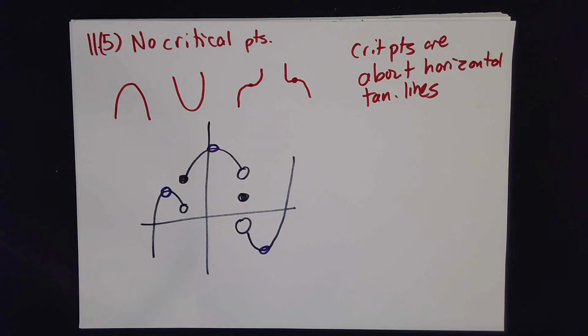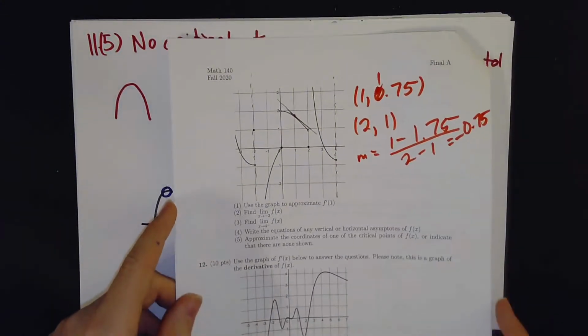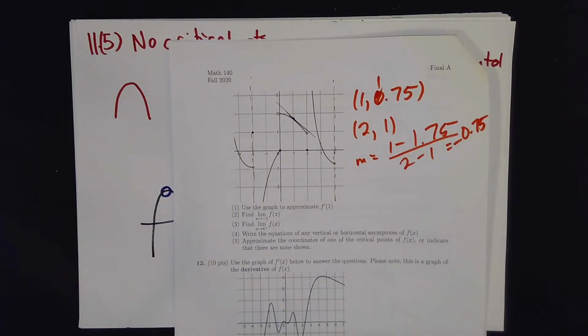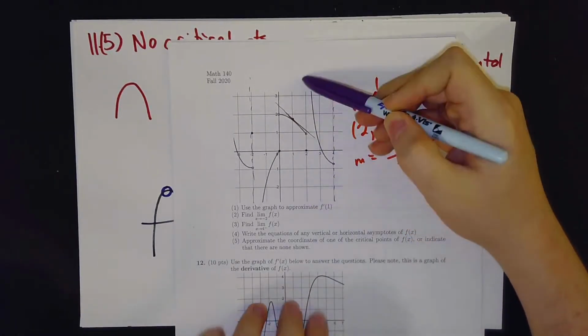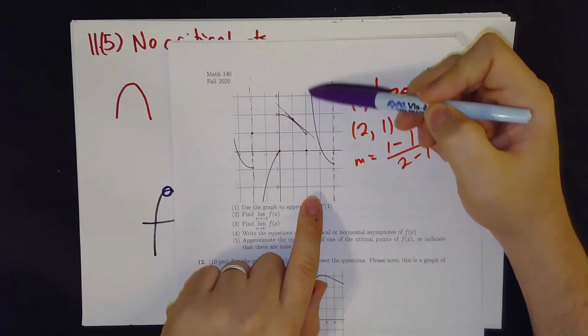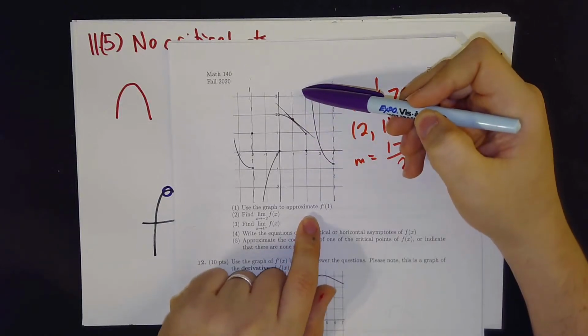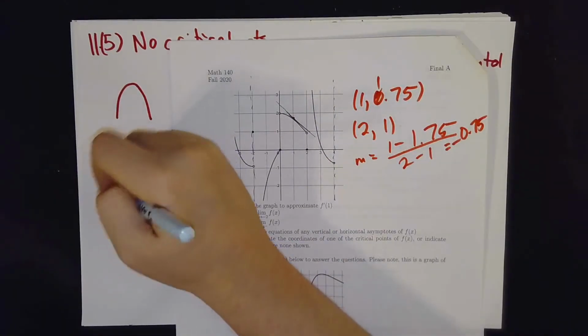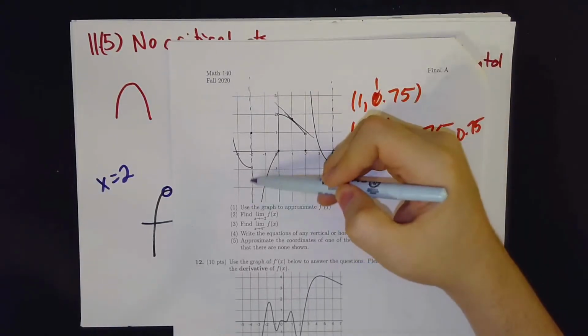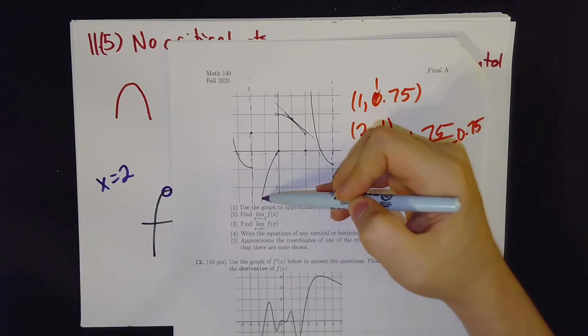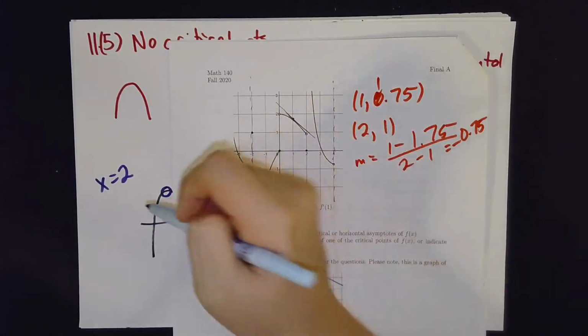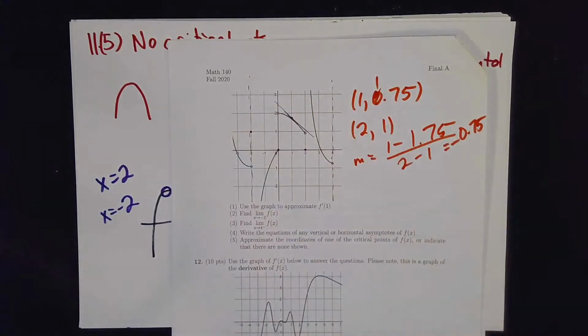11.4 is about horizontal and vertical asymptotes. It looks to me like there are two vertical asymptotes. A vertical asymptote, remember, is where the value of the function is spiking off to plus or minus infinity. One of them is here, at x equals 2. The other is down here. The value looks like it's spiking off to minus infinity, so that would be at x equals minus 2.